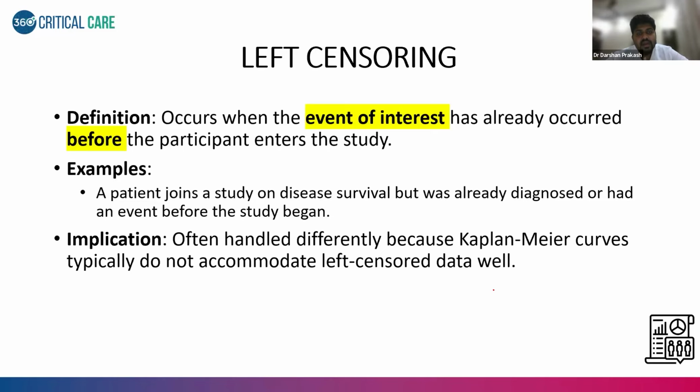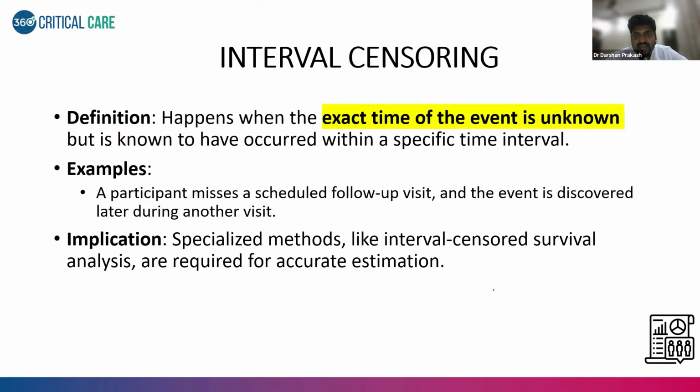Coming to interval censoring. Interval censoring happens when the exact time of the event is unknown, but it is known to have occurred in a specific time interval. Exact time is not known, but it will happen between a time interval. An example is a participant who misses a scheduled follow-up visit, and the event is discovered when he comes for the next routine visit. Say you have to mark it between 6 to 12 months, but the patient was supposed to come at the 6th month and doesn't come. Then he comes at the 18th month. At that time, there will be interval censoring for the previous two missed intervals. So this is called interval censoring.